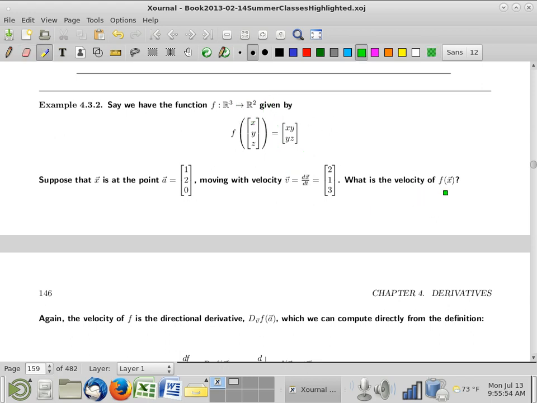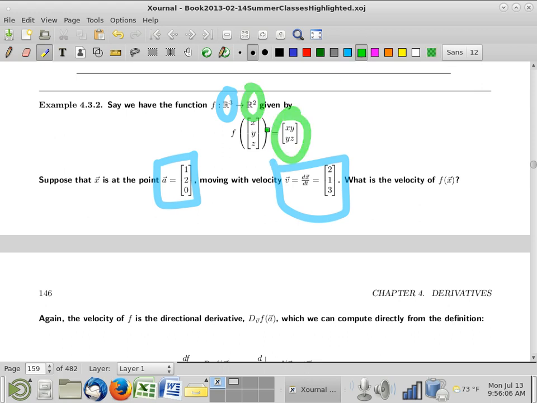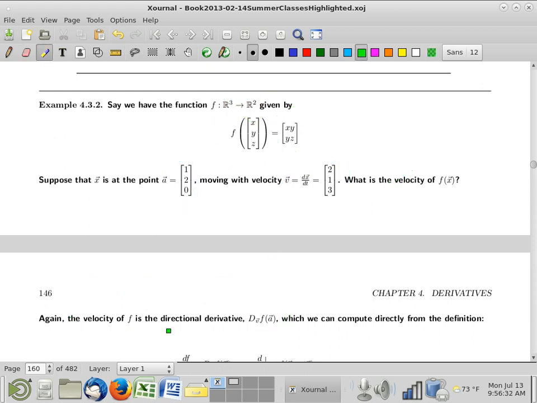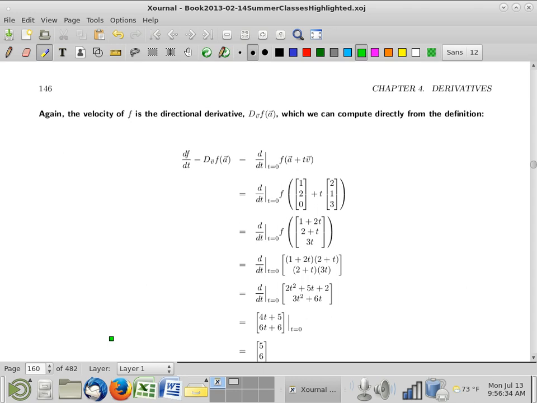All right, so that being said, here's our scenario in the domain. We've got a starting point. We're moving with a certain velocity in the domain, and we want to know in the target, where that's the formula for the value of the function, I want to know what's the velocity of that output in the target. And of course, that's exactly what the directional derivative is. The derivative is constructed explicitly to compute the velocity of the output in the target.